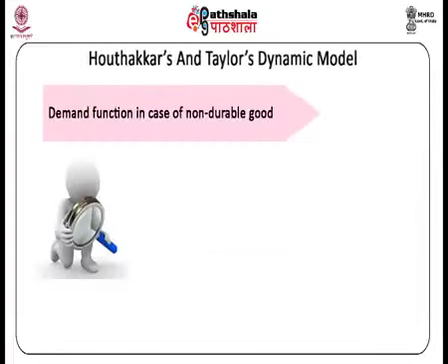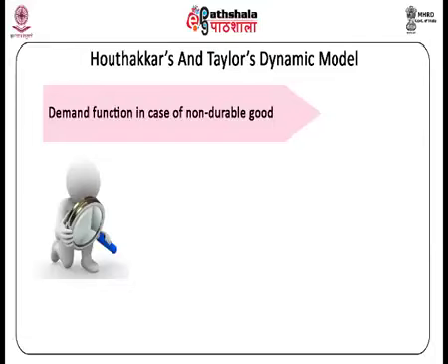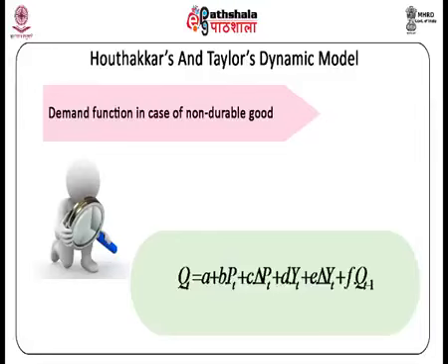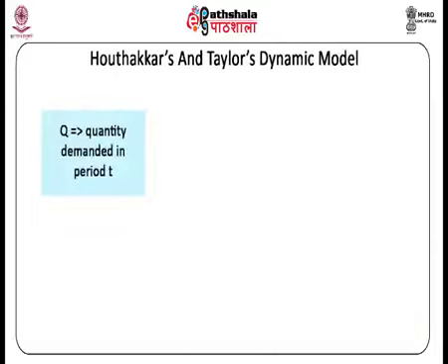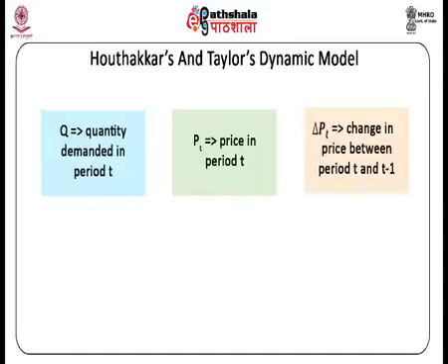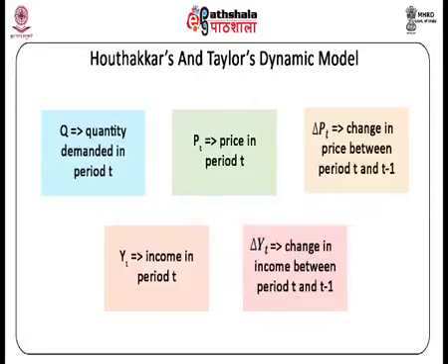The demand function in case of non-durable good can be written as Qt = A + B*Pt + C*ΔPt + D*Yt + E*ΔYt + F*Qt-1, where Q is the quantity demanded in period t, Pt is the price in period t, ΔPt is the change in price between period t and t-1, Yt is the income in period t, and ΔYt is the change in income between period t and t-1.